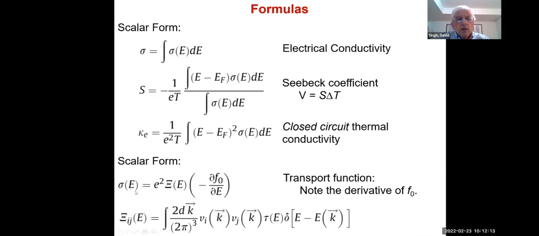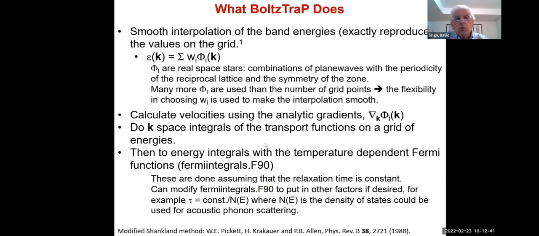So that means this function sigma of E is calculated as a function of E by doing this integral over the zone first. And then you can do all these other integrals of E. These are integrals with energy, not integrals with K, that's already done. And you can do those and get these transport coefficients. So that's what BoltzTraP does.